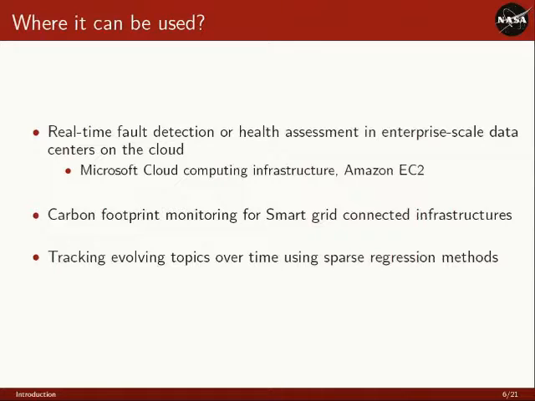So where can it be used? It can be used in real-time fault detection or health assessment in large-scale enterprise servers on the cloud. And we have some data where we are trying to apply this. The second one is smart grid applications. That's something we have experimented with using smart grid data from one of the open source data sets. The third one is you can actually track evolving topics in a text domain using sparse regression models. I'm not going to talk about sparse models here, but it's very easy to see how you can apply the exact same technique for sparse learning.